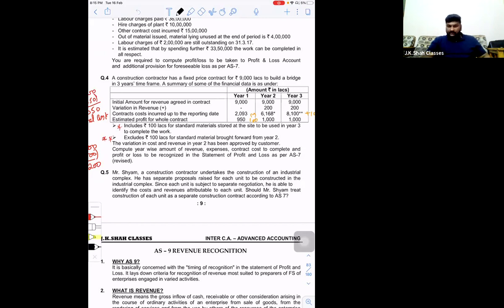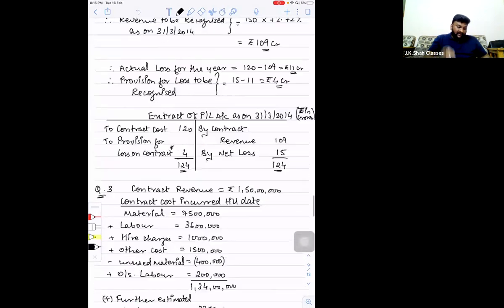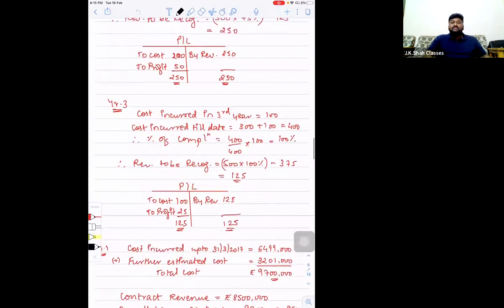Can he do segmenting over here? The answer is yes. Segmentation is possible. Why? Because all the 3 conditions are getting satisfied. The first condition, separate proposals have been given. Second condition, separate negotiations can be done for each unit. And third condition, the cost and revenues can be separately identified for each unit. So technically, yes, Mr. Sham can do it. Now, this is a printed solution. Just have a look at it. It's printed in your book, but there is a typing error. It is not question number 2, it is question number 5.